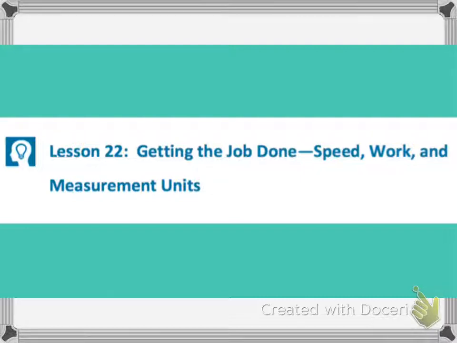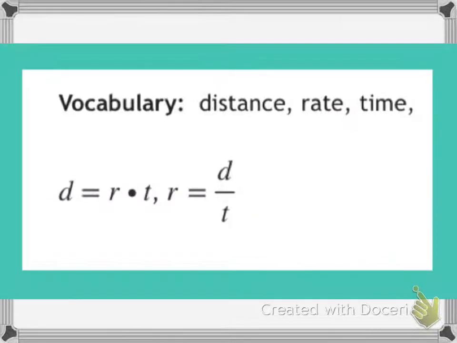On today's lesson, looking at the title, it says Getting the Job Done. We're going to be looking at speed, work, and measurement units. So here's a vocabulary that they provided for you: distance, rate, and time, and they gave you the formula. Before I go over this, I would actually like to go over the vocabulary words.